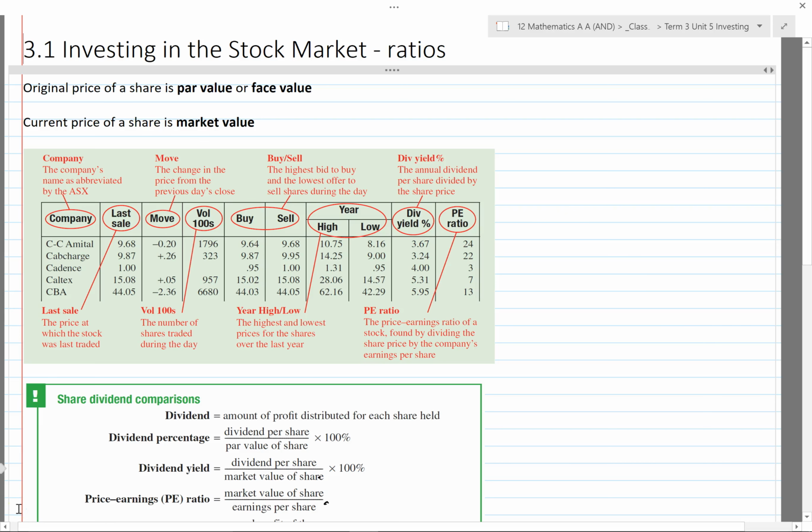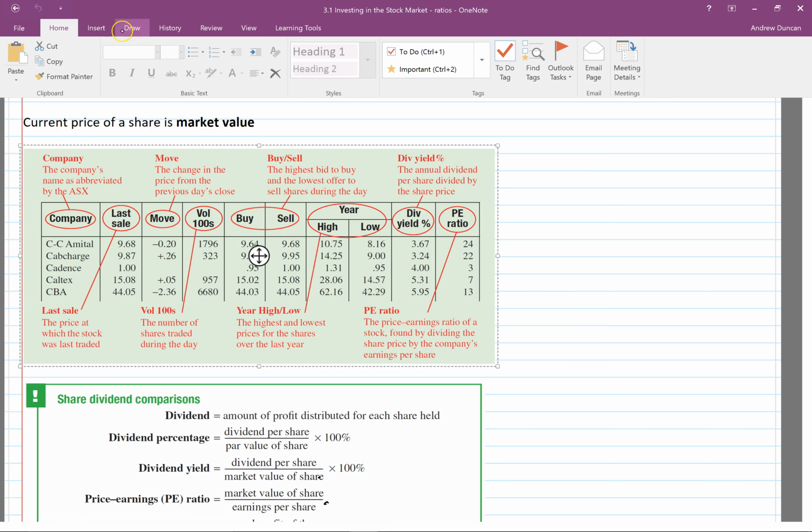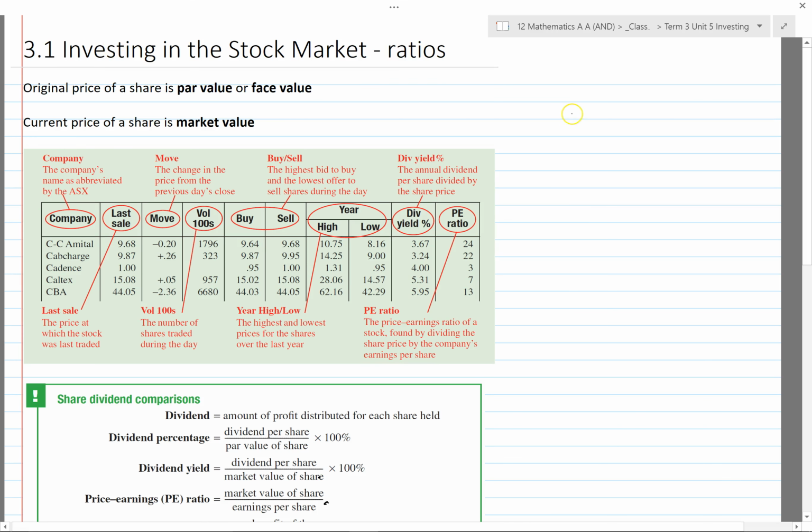This lesson is an introduction to the stock market and some of the ratios that are out there to compare different shares. Just before we start, a brief introduction on what a share is. The main idea is we have a company, say it's something like Coles, and we divide it up into a whole heap of different shares that different people can own.